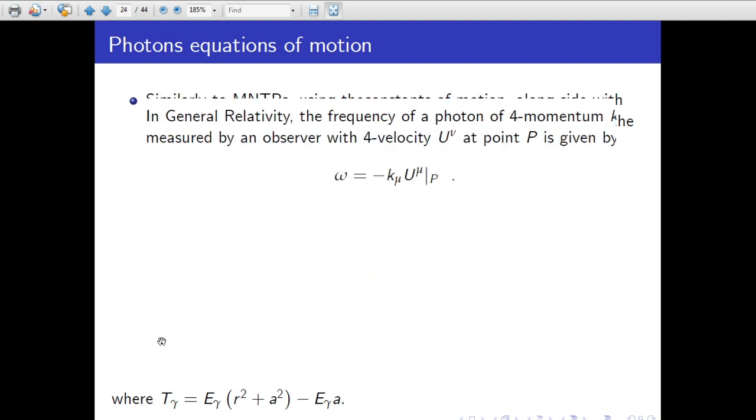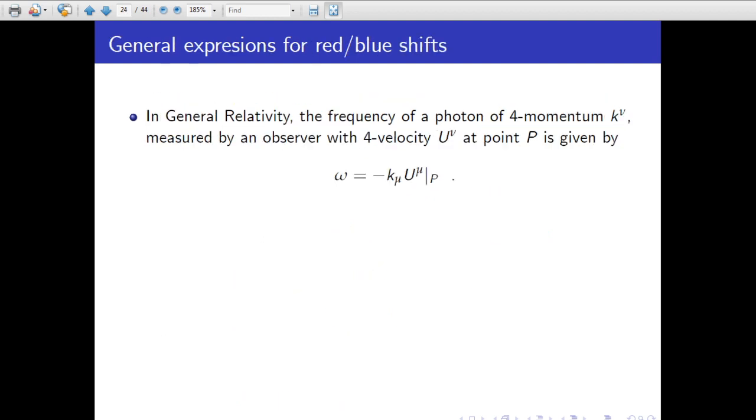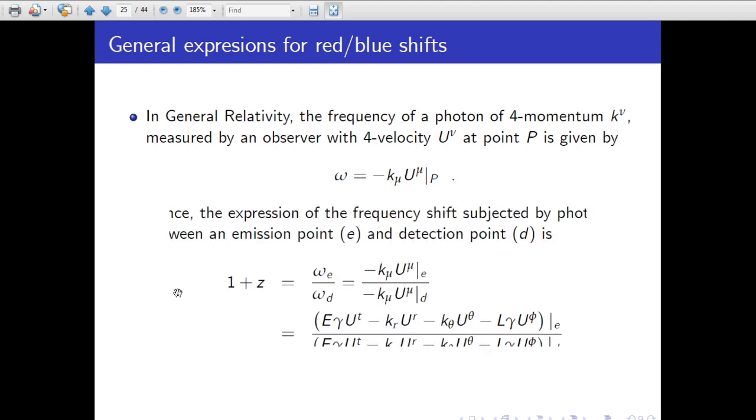Now, let's move to the general expression for redshift. In general relativity, the frequency of a photon of four-momentum k nu, measured by an observer with four-velocity u nu at point P, is given by this expression. So, between two points E and D, the frequency shift experienced by the photon is given by this expression.